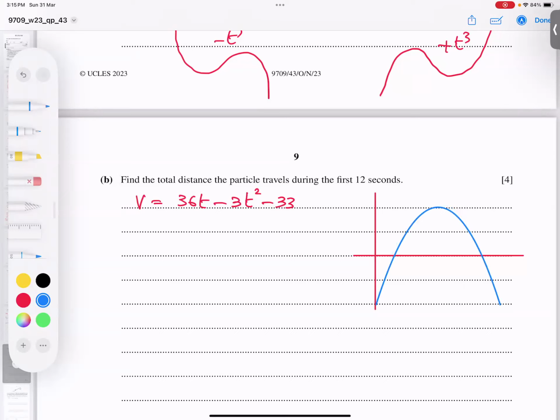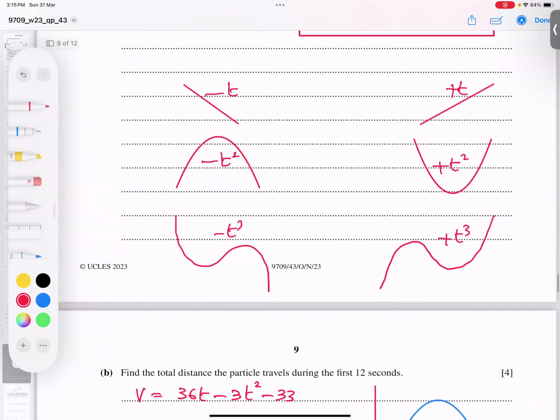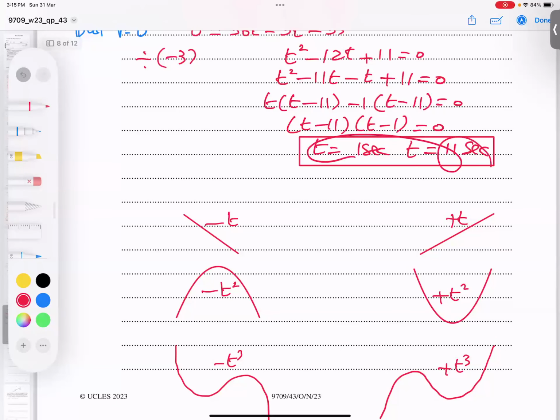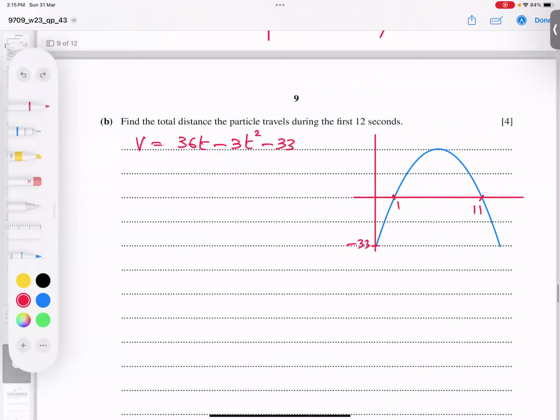And this is very clear. This is negative 33, although no need to show this working. This diagram is just for the sake of understanding. This time is a confirm one, once, and this confirm 11. How do I know? Because I found 11 and 1 are where the particle stops, and velocity is 0 on the x-axis.